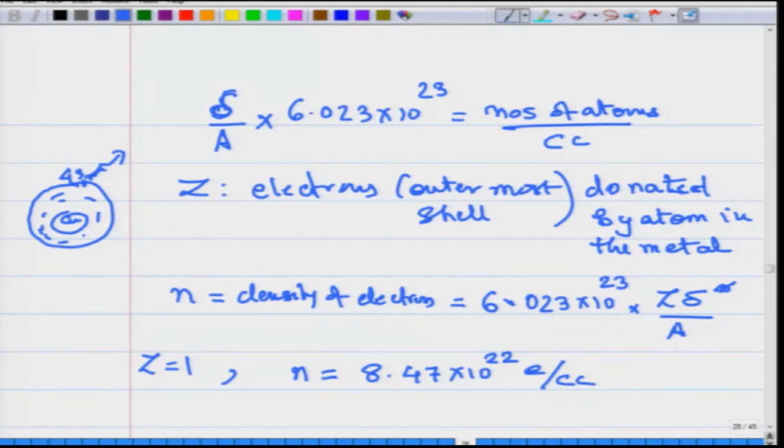This is the density, and now again let us go back to Drude's model and look at the resistivity. The resistivity is m divided by Ne square tau. So, rho is something you can measure.